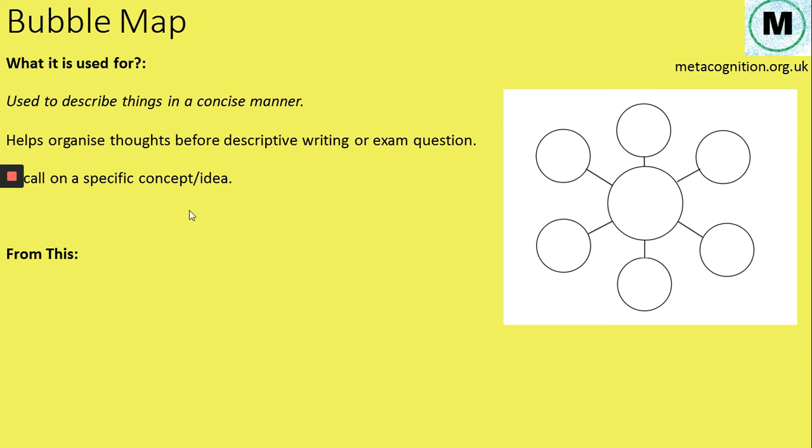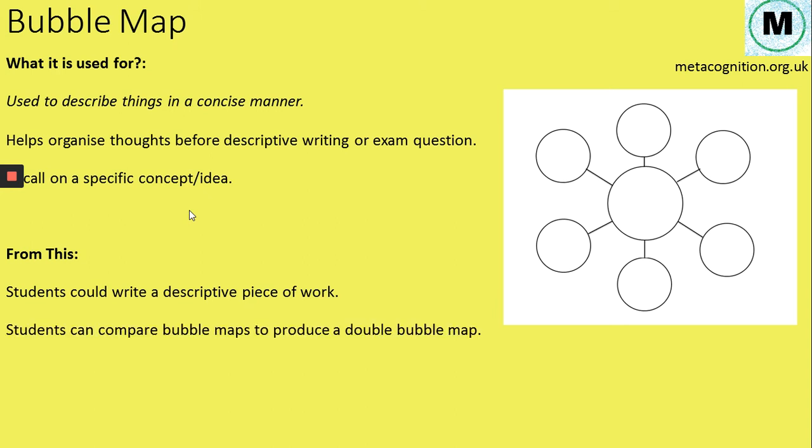So from this, what do you want students to do with it? So as previous, you can do a descriptive piece of work. So you've got your concept or idea in the middle, you've got your definitions and bullet points or your characteristics around the outside, then get students to write that up into a piece of work, a descriptive piece of work. You can then compare bubble maps for the next type of graphic organizer we're going to do, double bubble maps. So we're going to come on to them next, but you can use a bubble map and then link it with a different bubble map to create a double bubble map. So that's a good way of doing sort of pair and share work and expansion and deeper thinking.